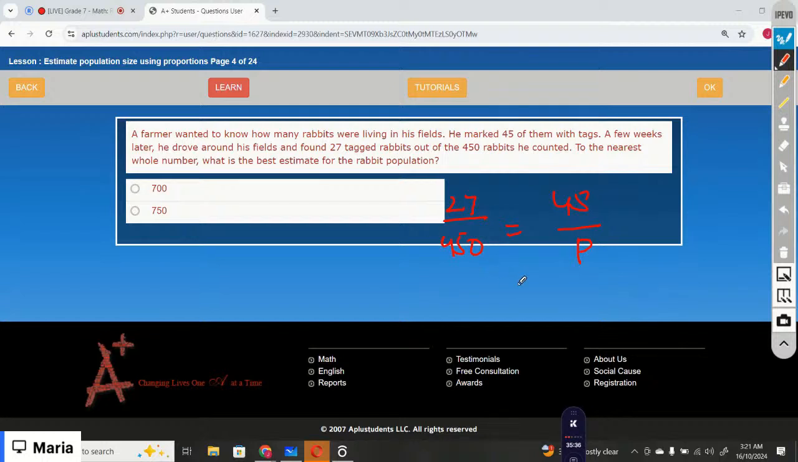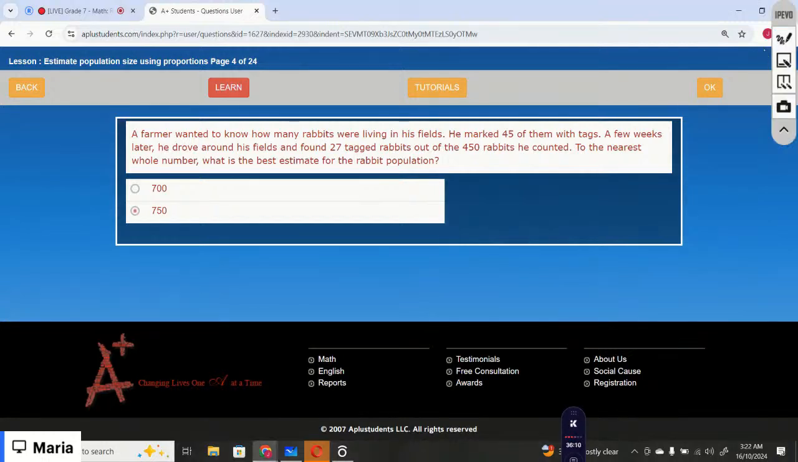You have to do P equals 45 times 450 divided by 27. Let me just do calculations. That is 750. Option number 2 is the correct option. Okay, you can complete the lesson by yourself later today. Let me just move on to next lesson.